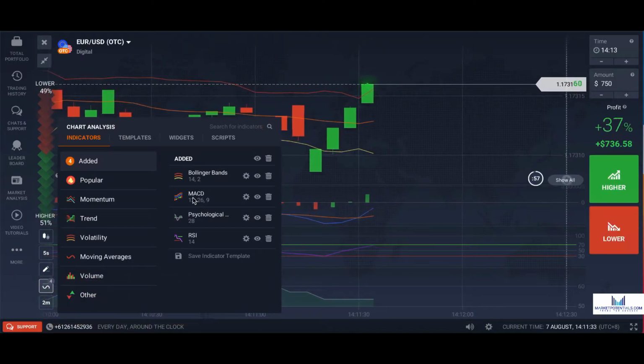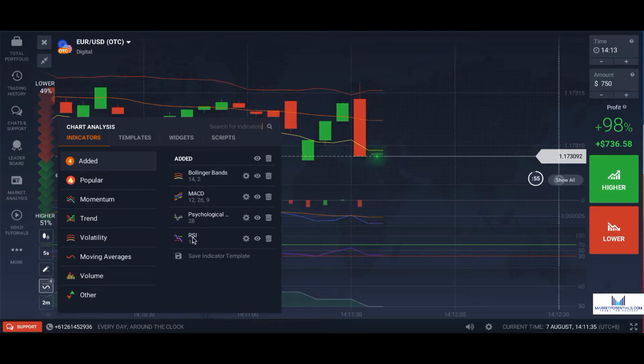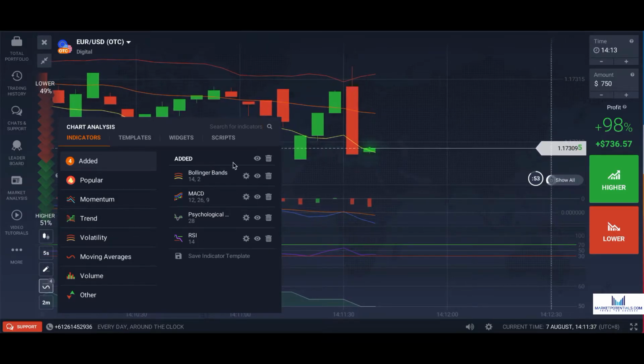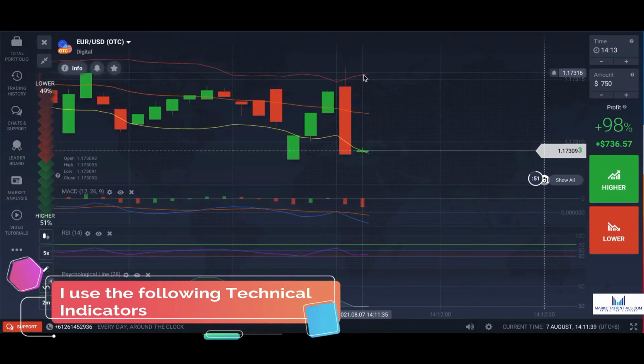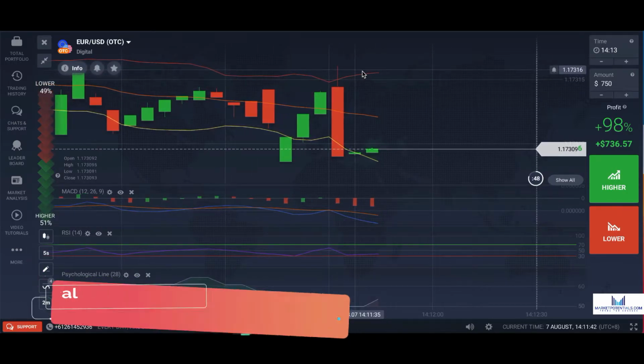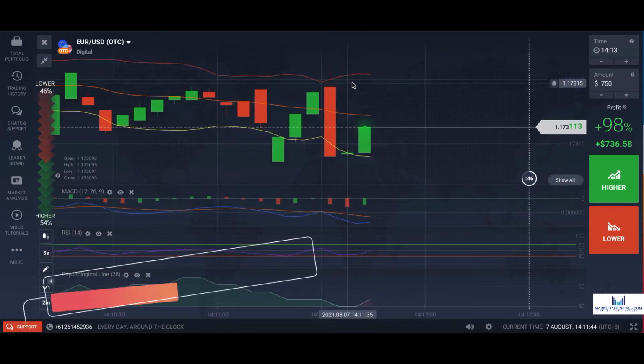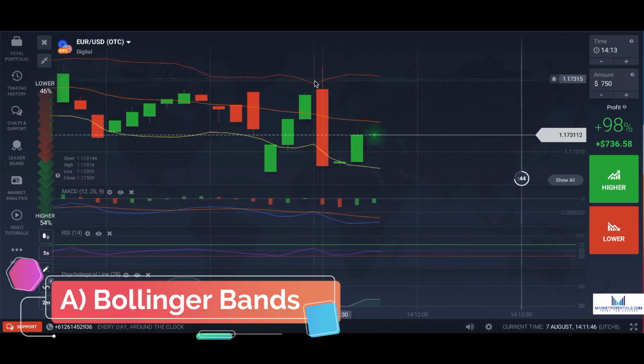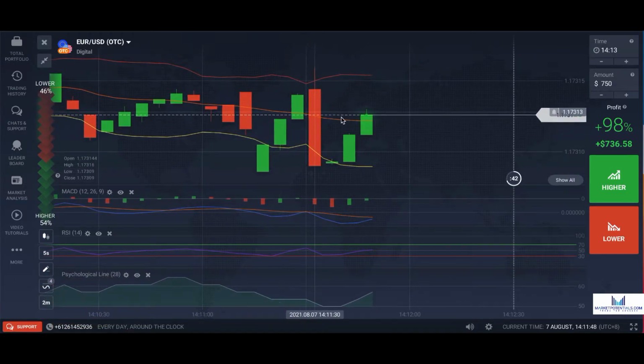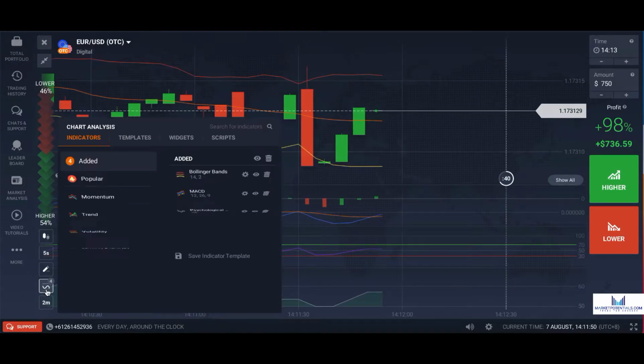Okay, I'm using the Bollinger Bands, MACD, psychological line, and the RSI. Now, Bollinger Bands is the first one that you see here. It just gives you the bandwidth of the trade, the candlesticks, or where the price is trading at. So you've got the top, bottom, and a mean line there. Okay, so that's just it.